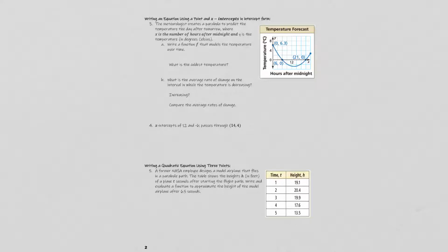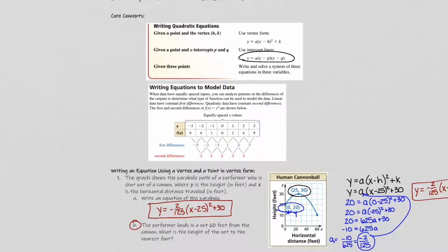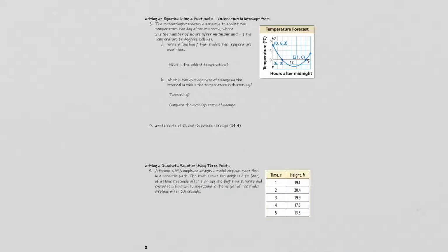So on that front page of the notes, intercept form was y equals a times x minus p times x minus q. So if we want to write that so we remember it, y equals a(x minus p)(x minus q). Okay, now this word problem gives you this graph, and that's the important part. The intercepts are right here and right here. So this is p comma 0 and this is q comma 0.